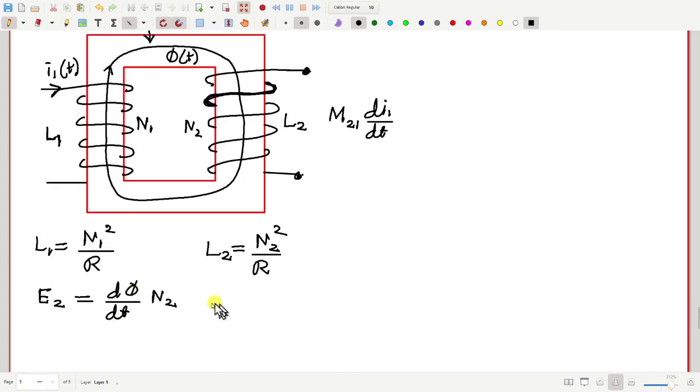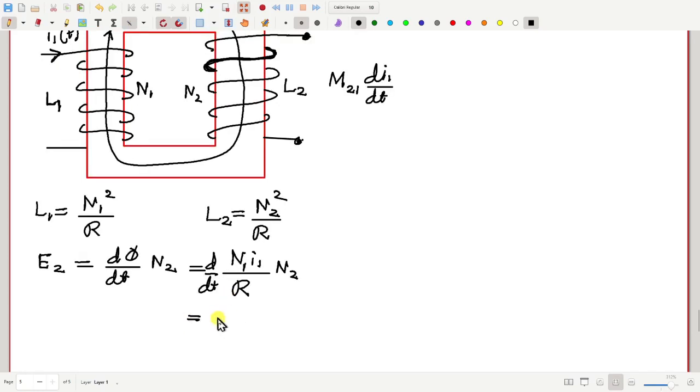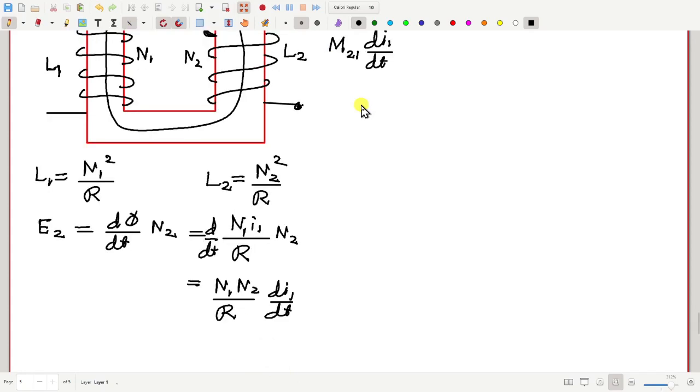Okay, and how much is phi? Phi is nothing but MMF N1 I1 divided by reluctance. Now d by dt of that, and N2. Okay, so we have here N1 N2 by reluctance times di1 by dt. So from this, what can we say? How much is M21? M21 should be N1 N2 by the reluctance.